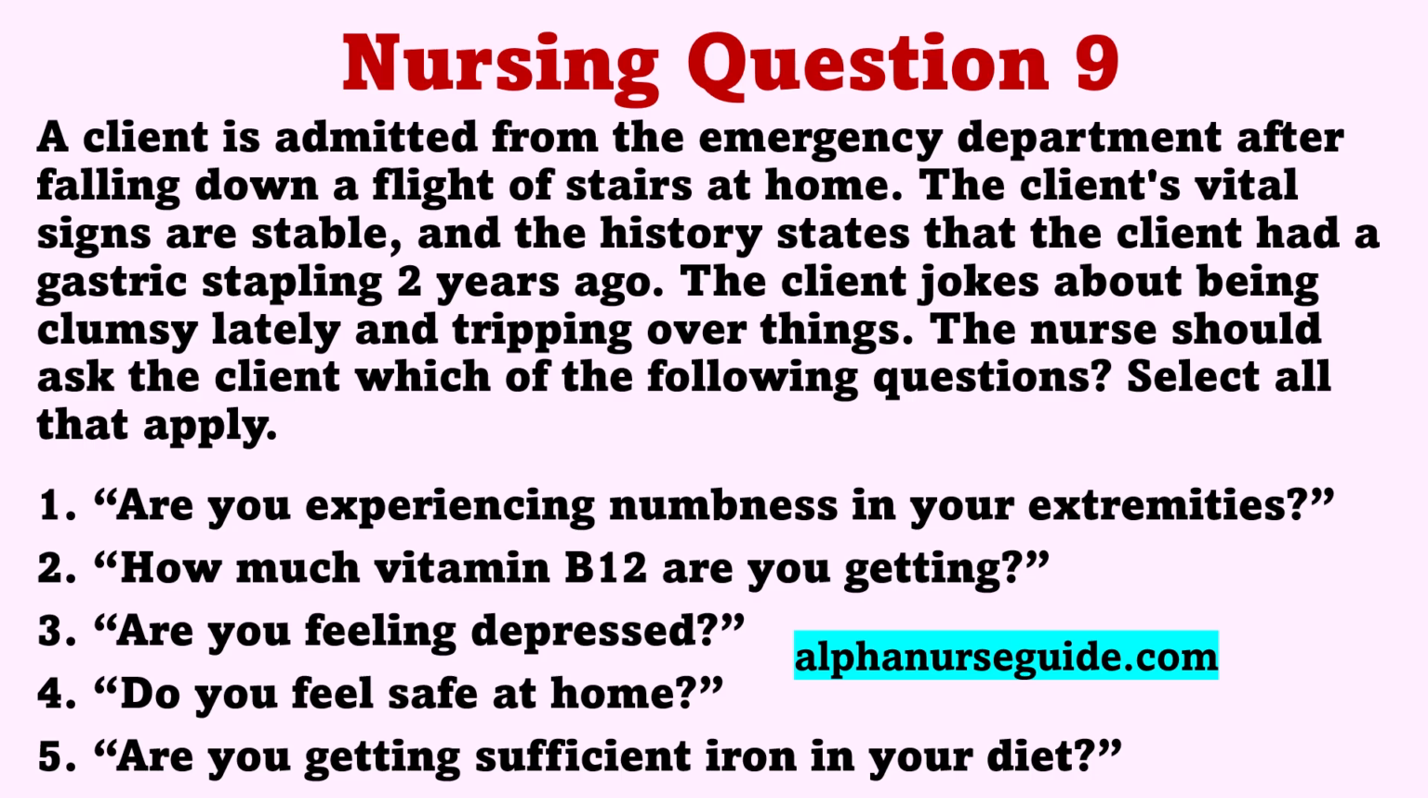The nurse should ask the client about symptoms related to pernicious anemia because the client had the stomach stapled 2 years ago and shows no history of supplemental vitamin B12. Numbness and tingling relate to a loss of intrinsic factor from the gastric stapling. Intrinsic factor is necessary for absorption of vitamin B12. The nurse should suspect pernicious anemia if the client is not taking supplemental vitamin B12. Other signs and symptoms of pernicious anemia include cognitive problems and depression. The nurse also should ask about the client's support at home in case the fall was not an accident. Pernicious anemia is not related to dietary intake of iron.